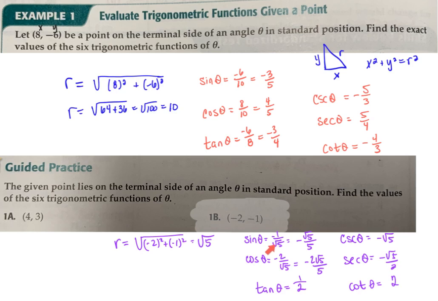The first one, because then you will have to rationalize it. So when you flip that, you just get negative square root of 5. When you flip this one, you get negative square root of 5 over 2. And of course, when you flip this, you just get 2.